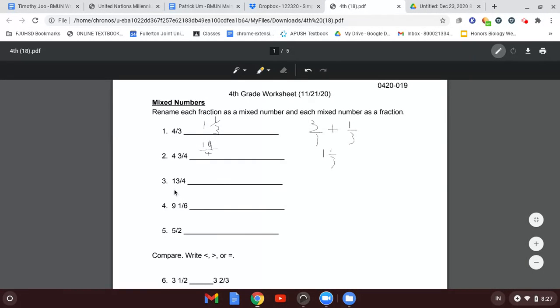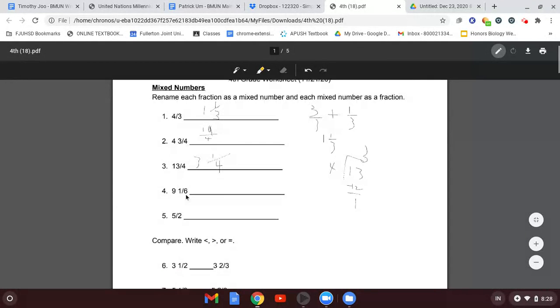Another way to easily make a mixed number is to just divide. So divide the numerator by the denominator, and then have the rest as a fraction. What I mean by that is 13 divided by 4, right? So 13 divided by 4 is 3, because 3 times 4 is 12, right? Then you have 1 left over. So it'll be 3, and the 1 that's left over, divided by the 4.